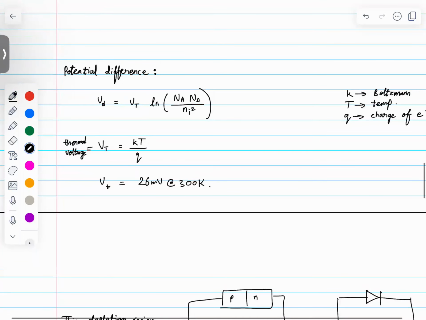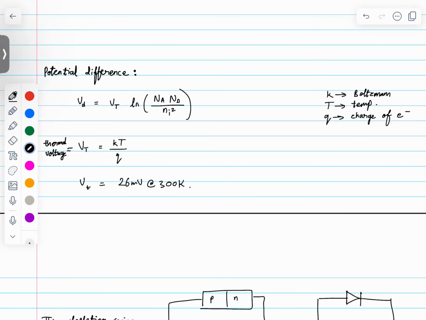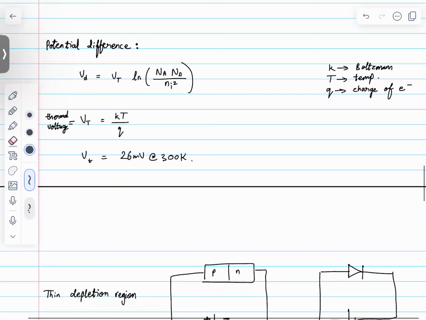Yeah, and so k is the Boltzmann constant, T is the absolute temperature in Kelvin, and q is the charge of an electron. So k and q are constants, something that you can find the value of on the internet. The only real variable here is the absolute temperature. And so that's why it's called the thermal voltage, because everything else is constant. It just depends on the temperature. So it's called VT, the thermal voltage.